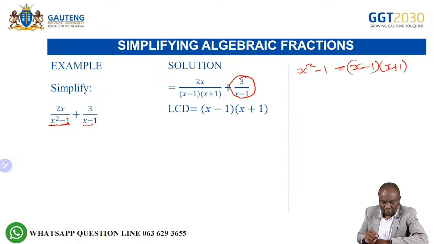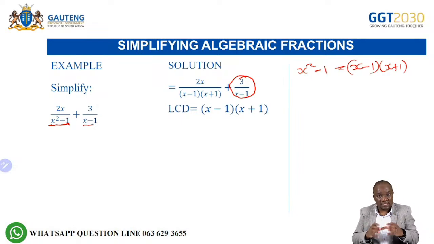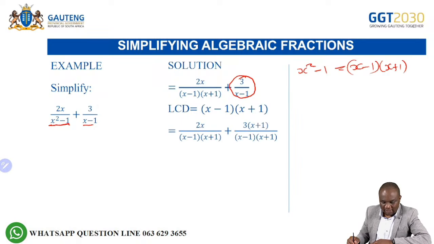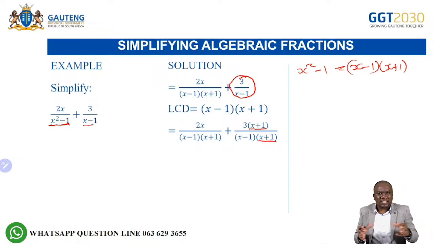So now we have to multiply this fraction I've circled here by what? By x plus 1, so that we have our denominator, which is x minus 1 times x plus 1. If you can be ahead of me, please try to do so. Right, let's do that. We have multiplied by x plus 1. Now our denominators are the same, so we have x minus 1 times x plus 1 as our denominator.